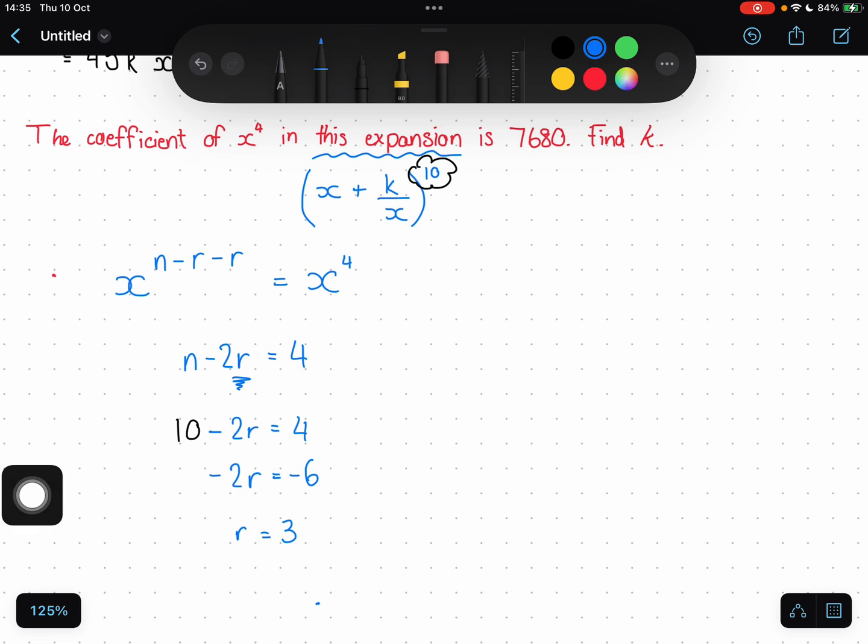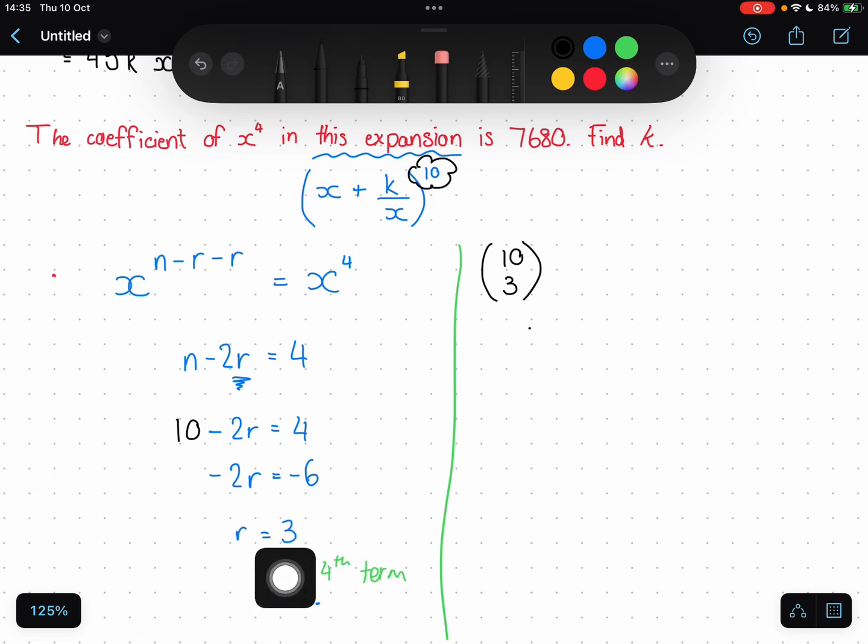So it's my fourth term in the expansion. I need to figure out what the expansion would have looked like on the fourth term. So we are going to find the fourth term of this expansion. If we are going to do that, the fourth term is going to be 10 choose 3. Remember, r we found is 3. It is 1 less than the term that we are at. So it's 10 choose 3.